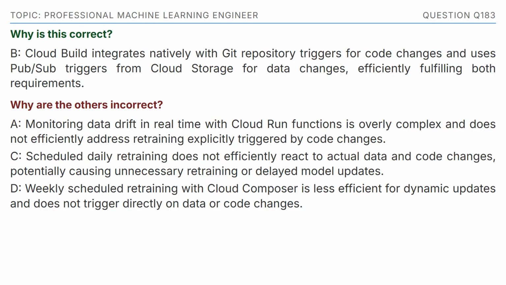Why are the others incorrect? A. Monitoring data drift in real time with Cloud Run functions is overly complex and does not efficiently address retraining explicitly triggered by code changes. C. Scheduled daily retraining does not efficiently react to actual data and code changes, potentially causing unnecessary retraining or delayed model updates. D. Weekly scheduled retraining with Cloud Composer is less efficient for dynamic updates and does not trigger directly on data or code changes.